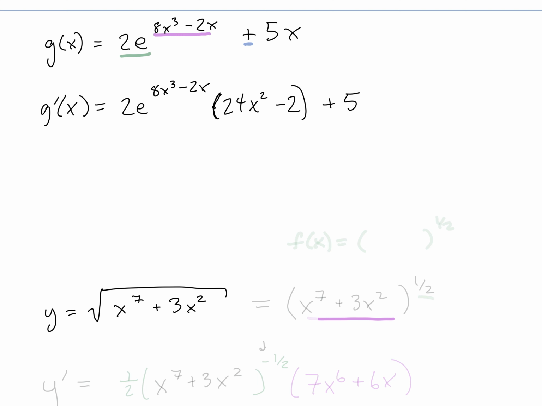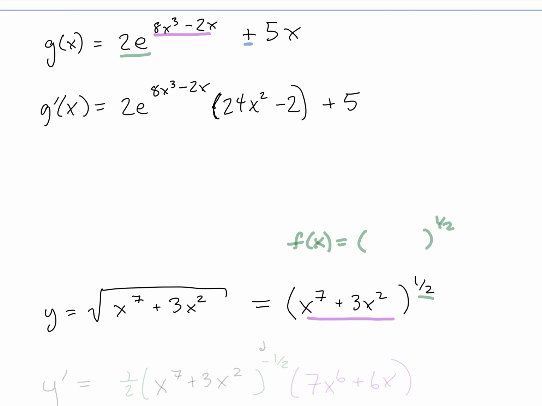So our next function is y equals the square root of x to the 7th plus 3x squared. Don't forget that the square root is the same thing as raising something to the 1/2 power. So this is the same as x to the 7th plus 3x squared to the 1/2 power. So this to the 1/2 power is our f of x. This is our outside function, raising something to the 1/2 power. And the inside function is what's in the parentheses, x to the 7th plus 3x squared.